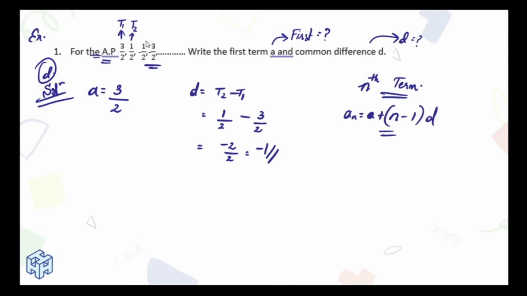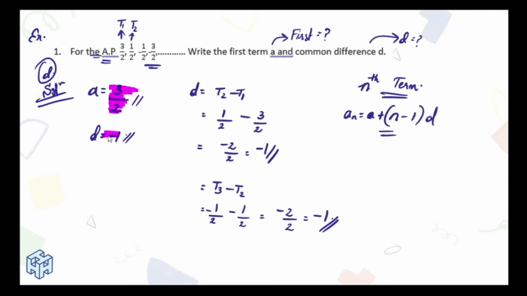So let us again verify by subtracting T3 minus T2, right? T3 is minus 1 by 2 minus T2, which is 1 by 2. So it will become minus 2 by 2, which will again give us minus 1, right? So therefore the common difference is nothing but minus 1. So the first term is 3 by 2 and the common difference is minus 1. Let me just highlight the answer. It's a good practice to highlight the answer, right? So the answer is 3 by 2 and minus 1.